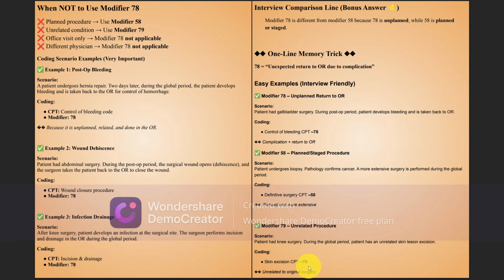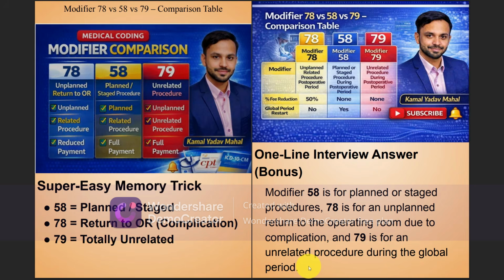I hope you understood. Modifier 78, modifier 58, or modifier 79: these comparisons are asked by interviewers in every interview. So be ready and remember all these examples for a better understanding.